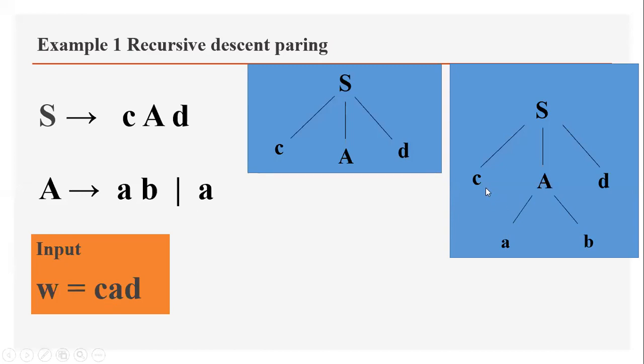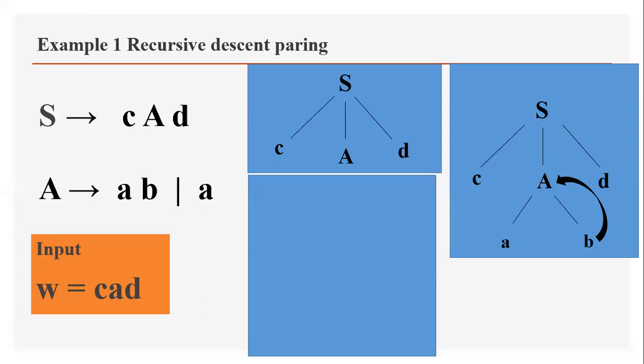Now we'll verify. C means C, A means A, but D is not matching with B. What to do? D is not matching with B. Then I will backtrack. I know that the substitution of A is not correct. I'll go back and substitute the other alternative production of A. Instead of AB, I will substitute the next alternative production, that is A.